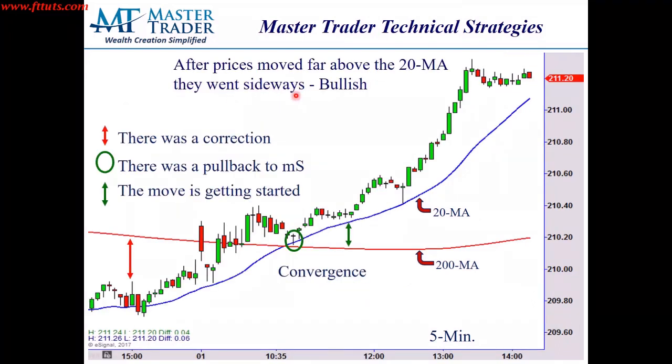When prices move far above the 20 MA, they went sideways, right? So that's bullish. What's happening there, we covered this in the support and resistance section, is that it's beginning to create a new support area. And the moving average is a visual aid. So as prices are far from the moving average, and notice the wide range bar and the topping tail, the extent of the move suggests it's going to pull back. As it goes sideways, that's bullish, and the moving average begins to catch up with prices.